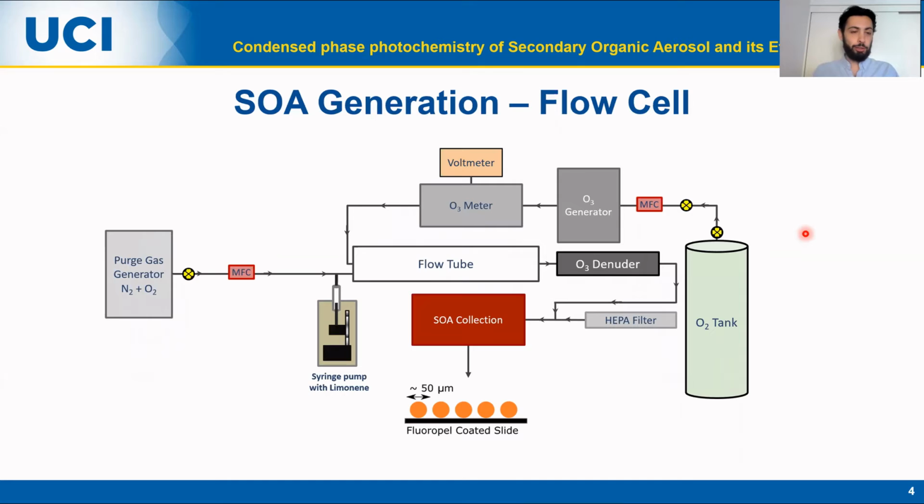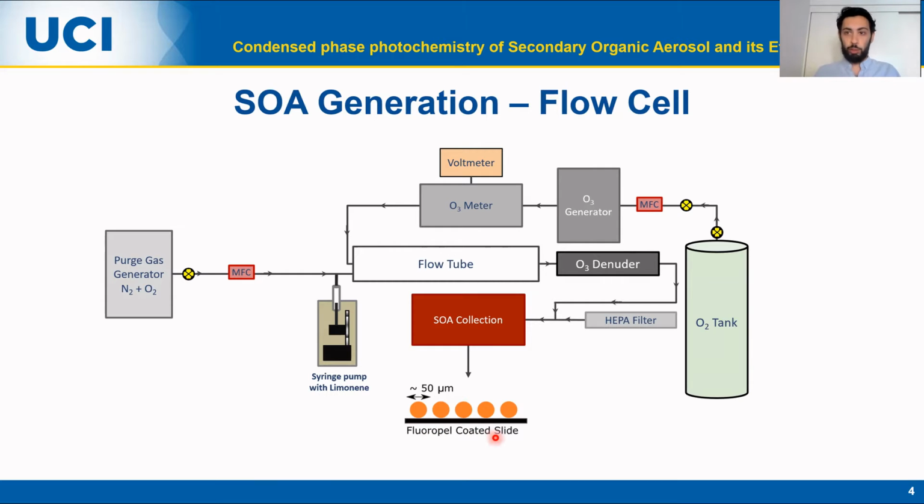So first we need to make some aerosol. We used our flow cell here. This is basically clean air coming in and mixing with our VOC, which is limonene here, being pumped in through a syringe pump to the inlet of our flow tube. On the other hand, we have an oxygen tank that's forming ozone through our ozone generator. We measure its concentration, and then it mixes in with our VOC, and we start forming aerosol before it goes through an ozone denuder, and then we collect it onto this fluoropel-coated slide.